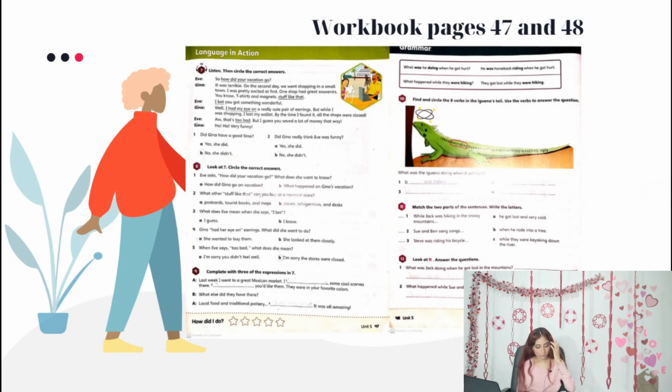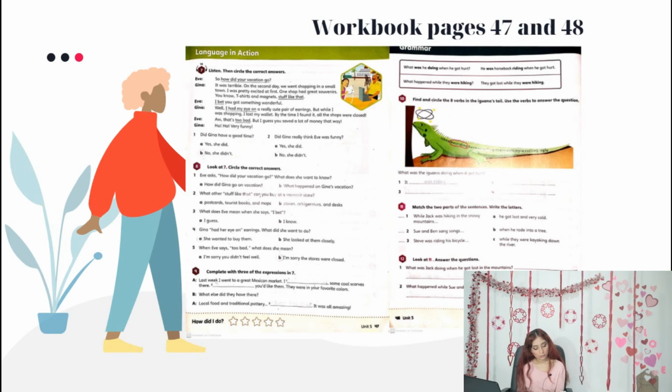So how did your vacation go? It was terrible. On the second day, we went shopping in a small town. I was pretty excited at first. One shop had great souvenirs, t-shirts and magnets, stuff like that. I bet you got something wonderful.